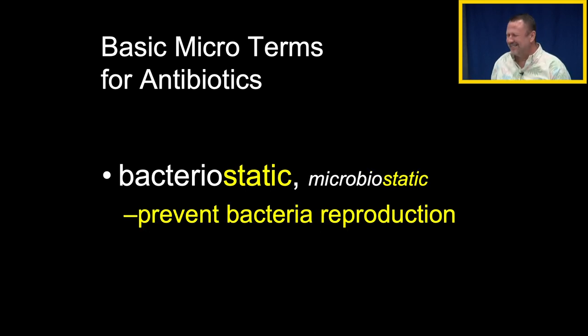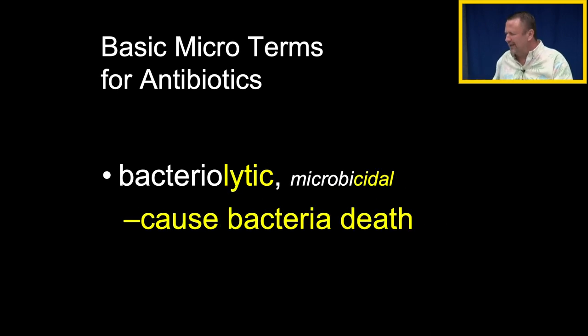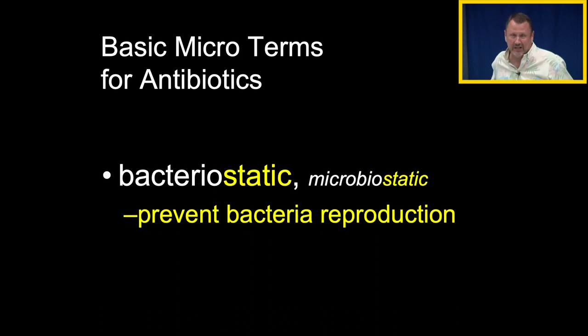We will want a static agent because these are going to prevent bacterial reproduction and stall long enough for the immune system to come in and take over, and consume those bacteria and those endotoxins within the white blood cells. So in many situations you'll see a bacteriostatic or microbiostatic agent preferred over a lytic agent, because we don't want all those bacterial parts just being released into the bloodstream all at the same time. So be on the lookout for antibiotics that are bacteriolytic versus bacteriostatic.